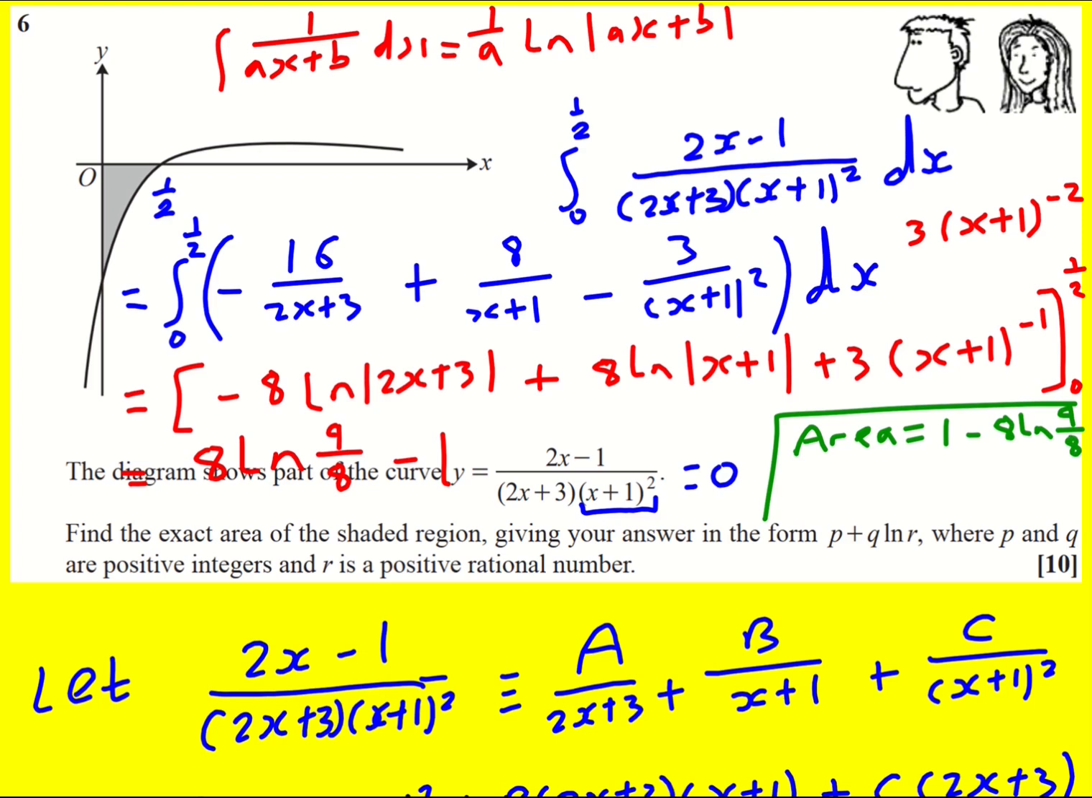Now, we're nearly there. We're just told that it has to be in the form P plus Q ln R, where P and Q are positive, which is not the case at the moment. So I'm going to need to basically bring that power up to make it a plus. Let me write it down. 8 ln, and then it's going to be 9 over 8, all to the power of minus 1. And then finally, that's going to mean that it's 1 plus 8 ln 8 over 9. Okay, I'll just take the reciprocal.